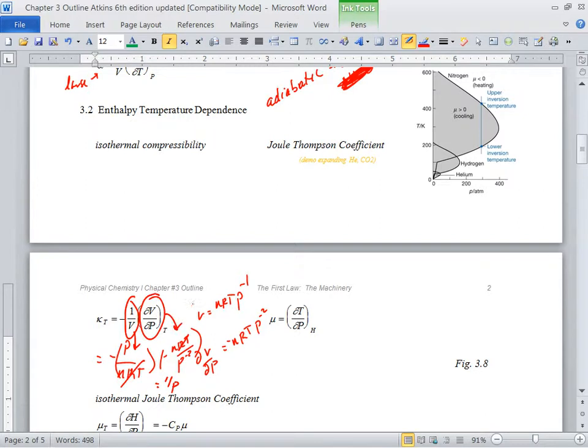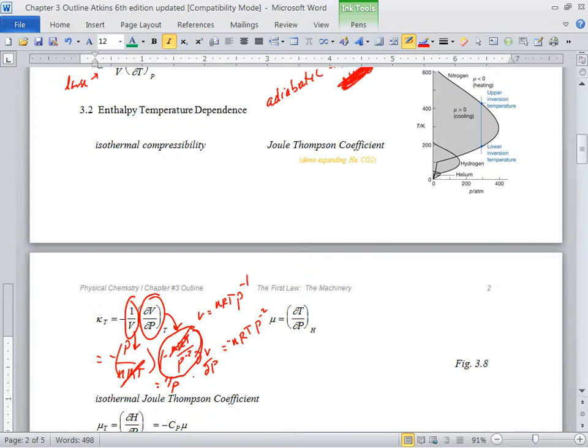Well, what I did is 1 over V is the same as P over nRT, and the partial of V with respect to P is this mess. So the nRTs will cancel. I thought you were saying it didn't cancel out. Oh yeah, it does. And then one of the P's cancels, and you end up with 1 over P. So it's kind of a mess. Don't worry about doing that.